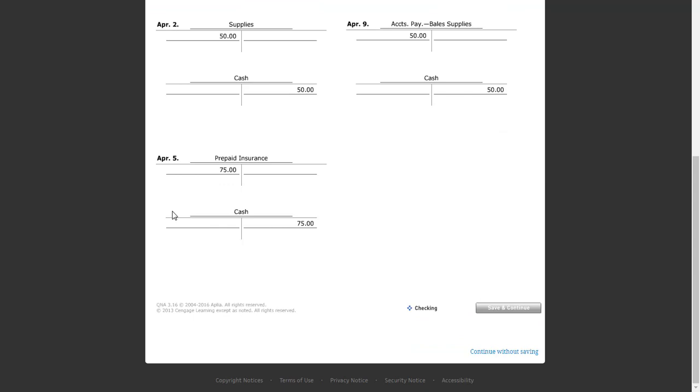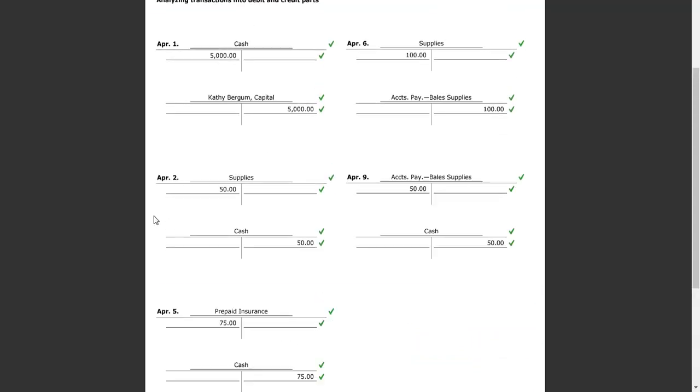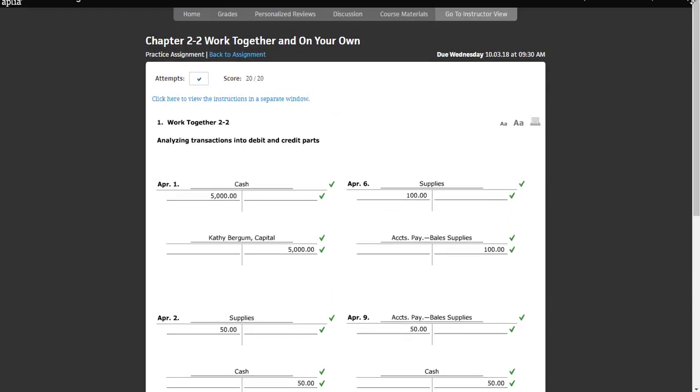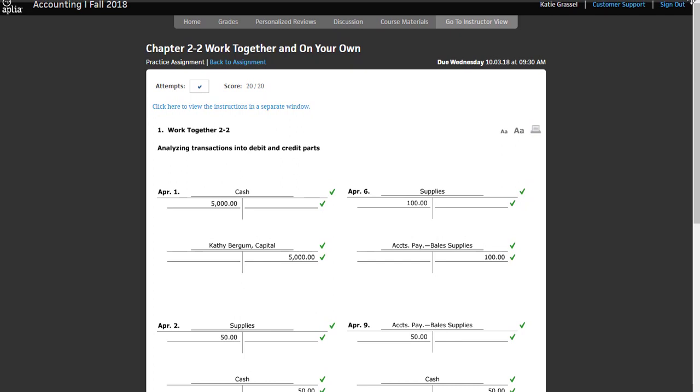Then I'm going to check that answer to make sure that I got them all correct. And whoop, whoop, perfect. I'm doing good on accounting today. That's good. Sometimes I make mistakes, but today I'm doing all right. Go ahead and try that on your own.